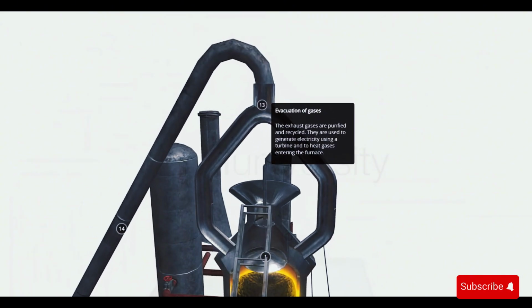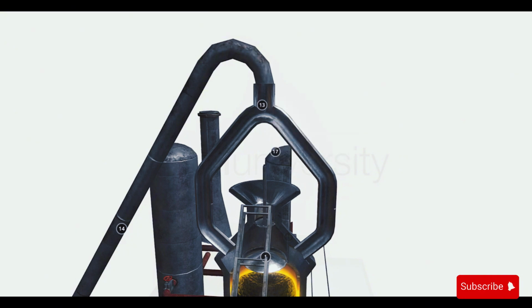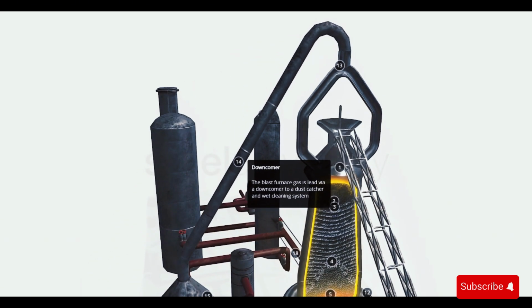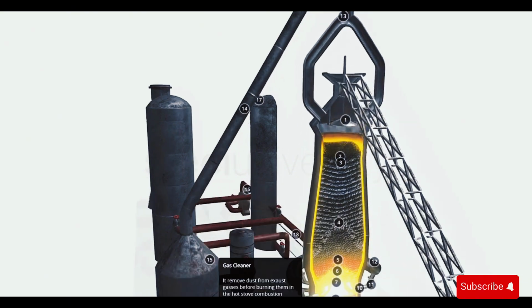Waste gases escape via the gas outlets at the top of the furnace. The waste gases produced are carbon(IV) oxide and carbon(II) oxide. These gases are recycled to minimize costs and also reduce pollution. These gases are also used to turn turbines to generate electricity and also to preheat the incoming gases. This lowers the cost of production.